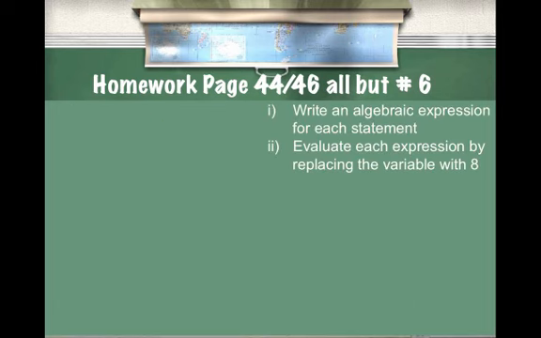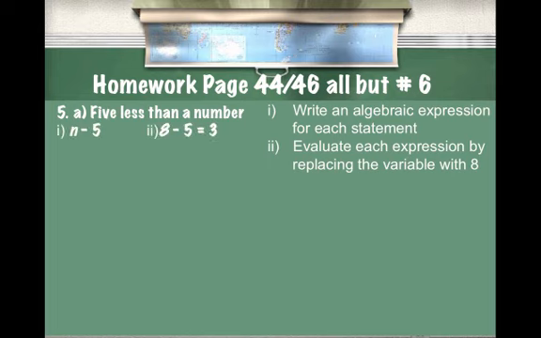Question 5. Write an algebraic expression for each statement. Then the next part was to evaluate each expression by replacing the variable with 8. So the first one asked us, 5 less than a number. Our algebraic expression, n minus 5, I'm replacing that n with the 8 in this case. 8 minus 5 equals 3.